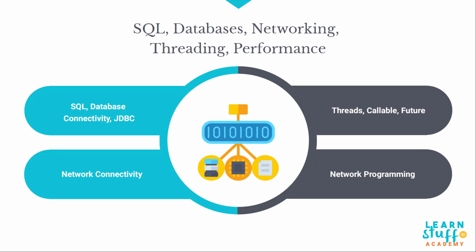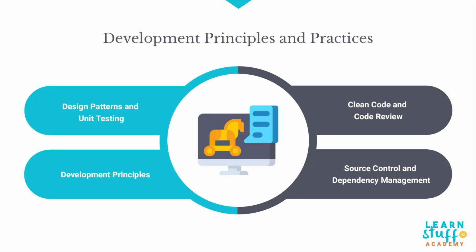Step 4. Development principles and practices. In this step, we should focus on learning the principles and practices associated with software development. This will help us correctly and efficiently use the Java programming language. We start by learning about SOLID, do not repeat yourself, you ain't gonna need it, and KISS principles of software development. After this, we focus on unit testing and clean code practices.